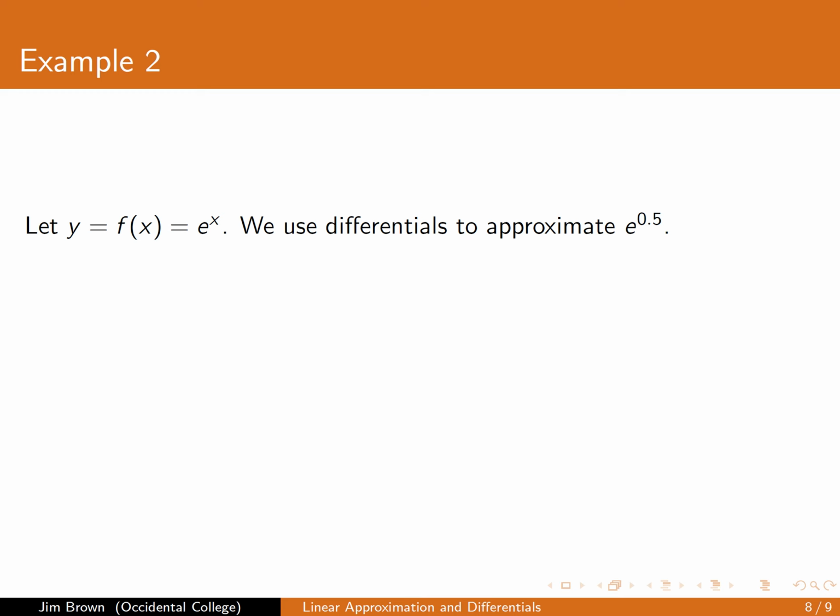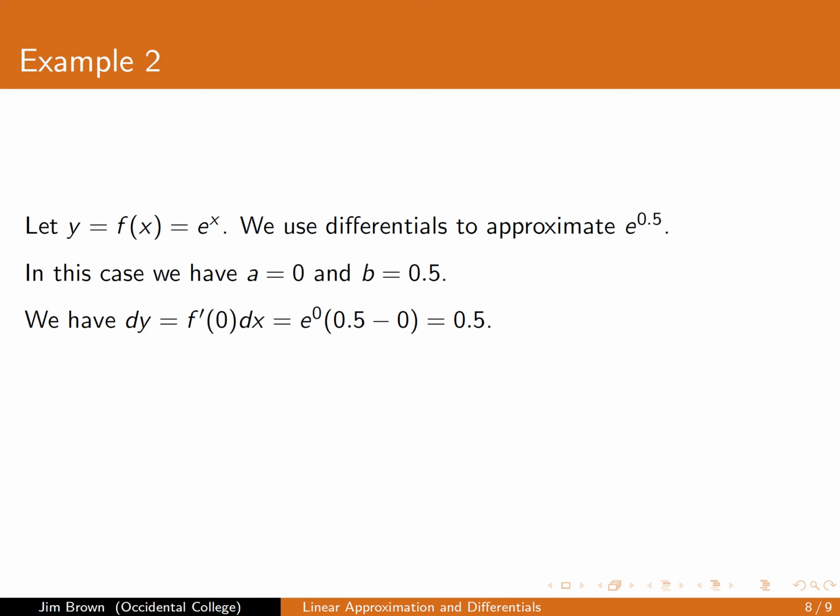So let's see a couple of examples of how we can use differentials. So first, let's just use it to approximate e to the 0.5. So here we'll take a to be 0 because that's something I can evaluate f at. I know f of 0 is just going to be 1. And we'll take b to be that 0.5 that we're interested in. Now, the dy here is f prime of 0 times dx, which is e to the 0 times 0.5 minus 0. So this is just 0.5.